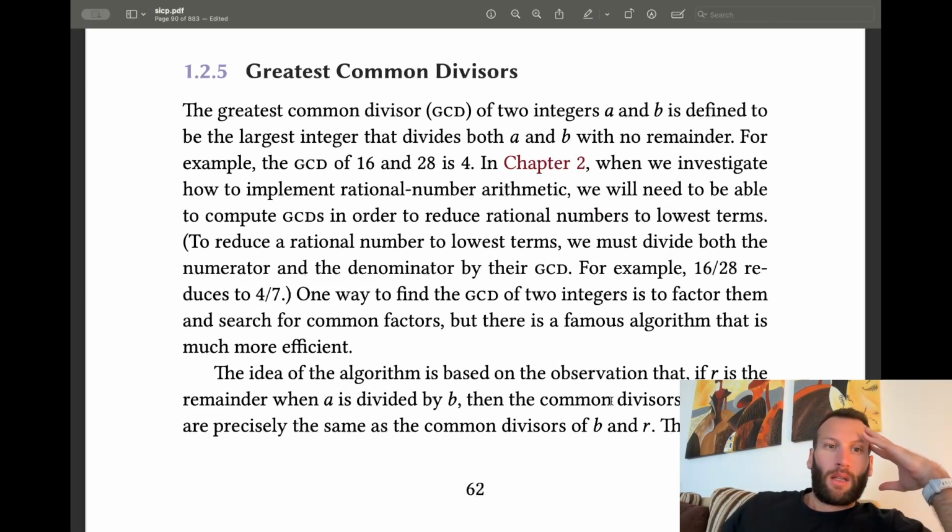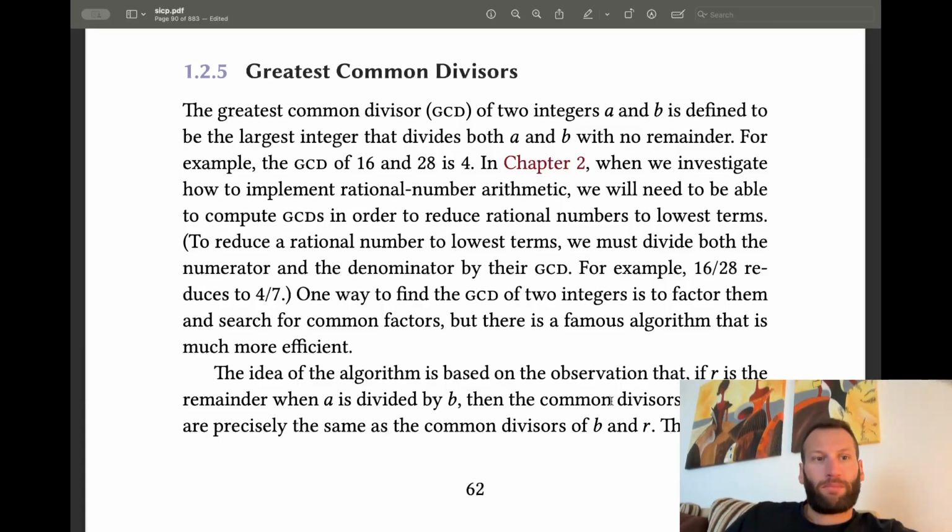Okay. Greatest common divisors. The greatest common divisor, GCD, of two integers a and b is defined to be the largest integer that divides both a and b with no remainder. For example, the GCD of 16 and 28 is 4.